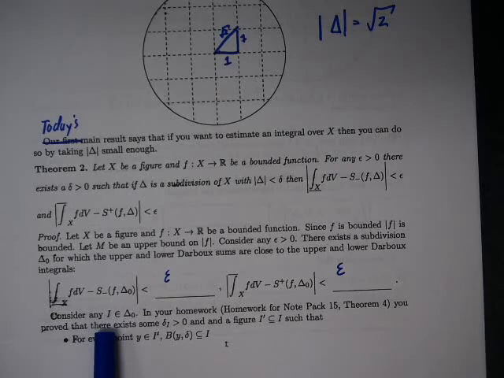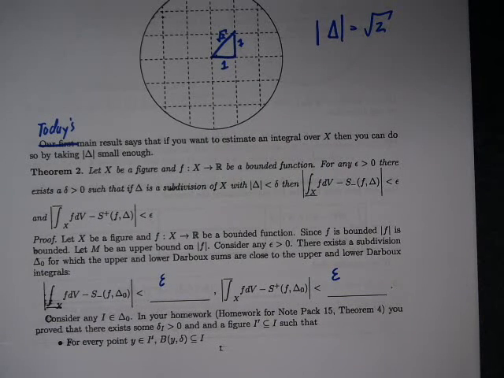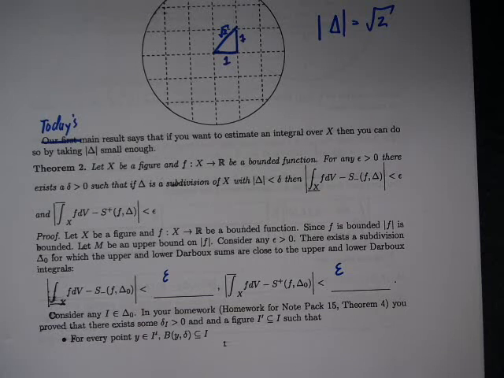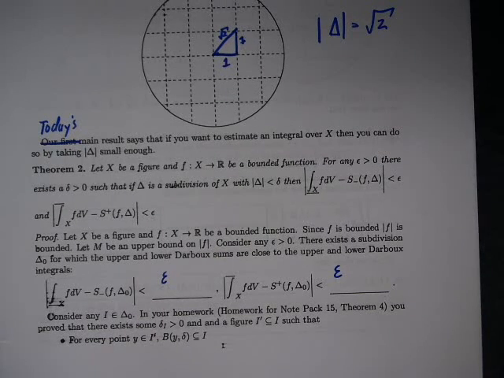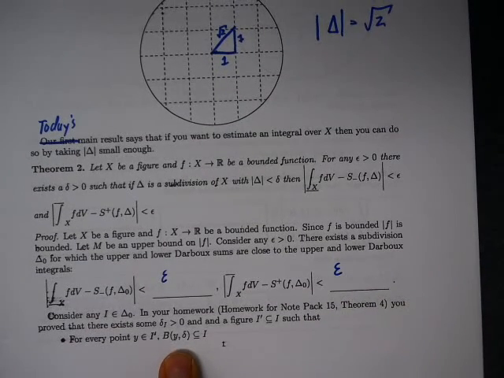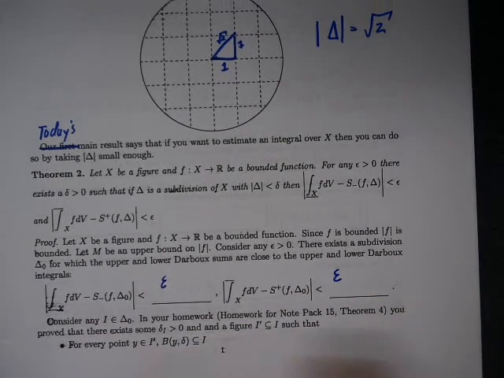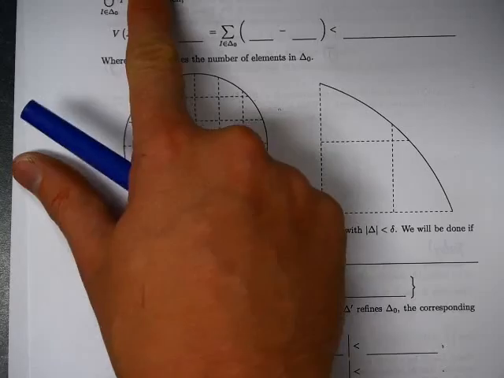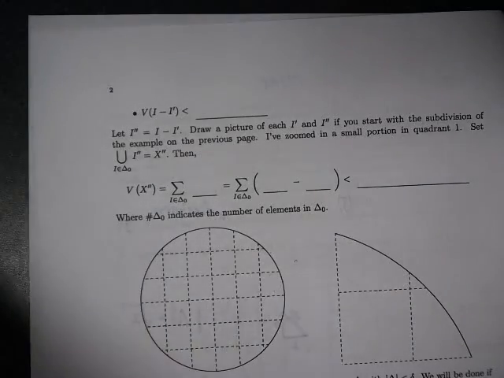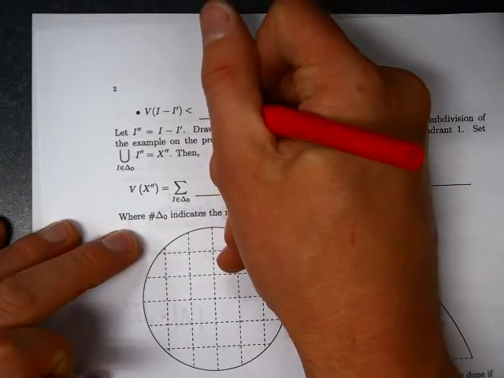Let's consider any I in delta 0. So this is a subdivision into figures, so each I is a figure. One of your homework problems was to prove that there exists some positive quantity, delta. It's dependent on this choice of big I, so I'll call it delta sub I. And a figure I prime contained in I, so that for every point y in I prime, the ball centered at y of radius delta is contained in I. And the difference between the volume of I and the volume of I prime is as small as we want it to be. So this will be a different epsilon, so I'll try to color code it.